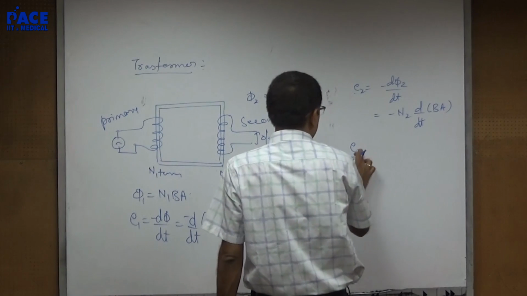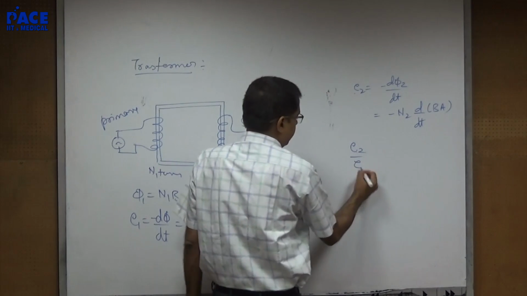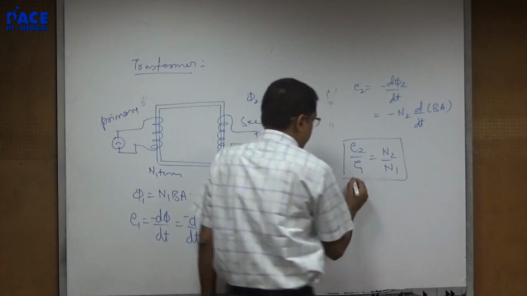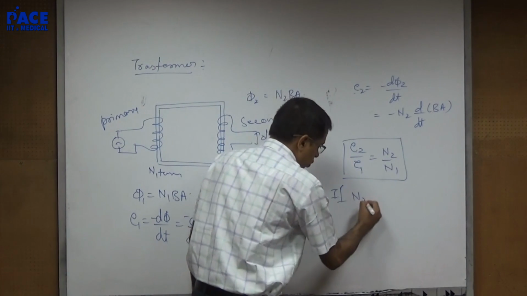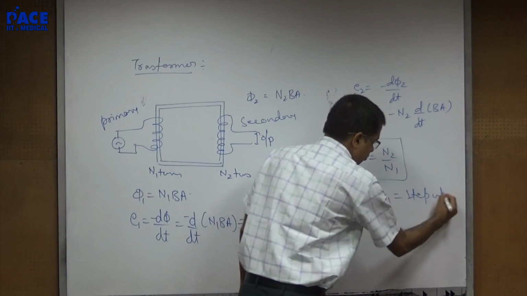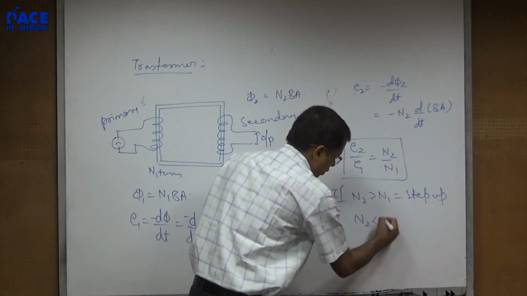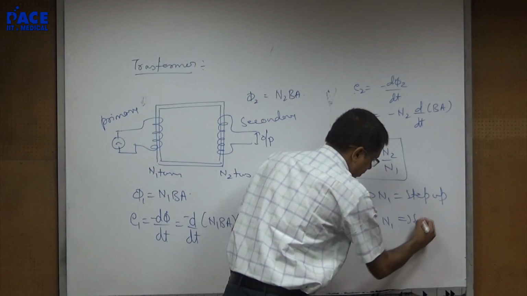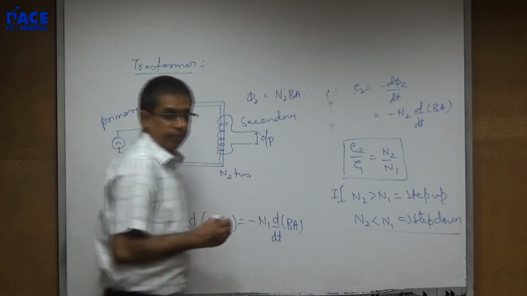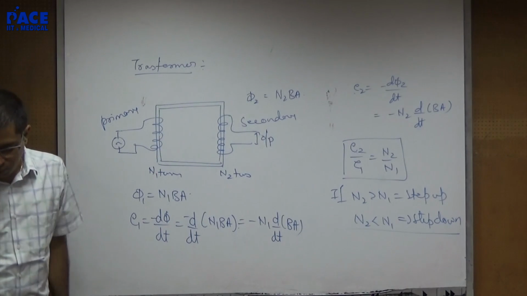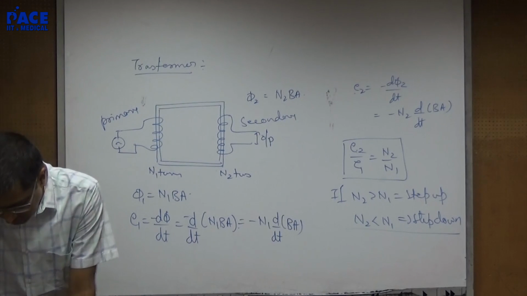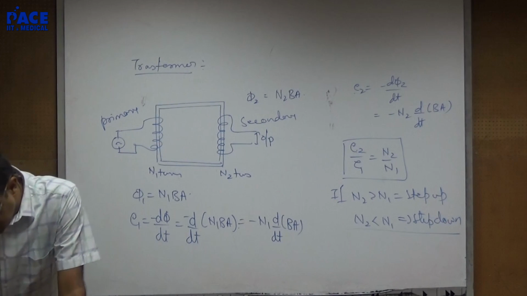So E2 by E1 is N2 by N1. If N2 is greater than N1, this is a step up transformer. If N2 is less than N1, it will be a step down transformer. Step down will bring down the voltage. Step up will take up the voltage, will increase the voltage.